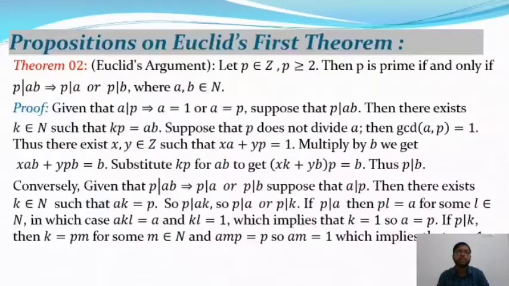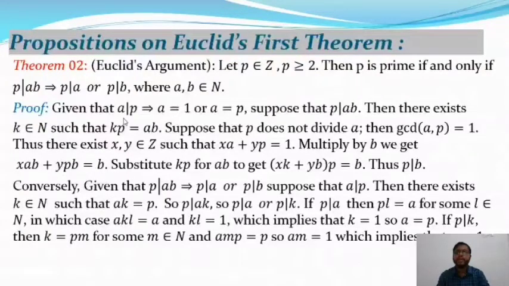So now move on to the next theorem, the proposition of Euclid's first theorem. So here is the theorem, and this is called Euclid's argument. Okay, so let p belong to Z. So p be the number, an integer, and p is greater than or equal to 2. Then p is prime if and only if p divides ab implies p divides a or p divides b, where a and b are two numbers belonging to capital N. That means a and b are two natural numbers. So here is the proof of the above theorem.